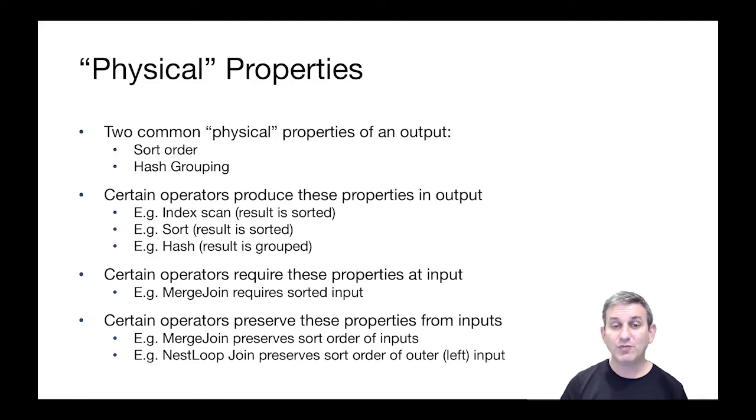Certain operators preserve these properties and pass them along. For example, merge join preserves the sort order of its inputs. If the input to the left-hand side of merge join is sorted, the output of the merge join will be sorted the same way. Nested loops join, interestingly, preserves the sort order of the outer relation. So if the outer relation to a nested loops join is sorted, then the tuples coming out of the nested loops join will be sorted in the same way.